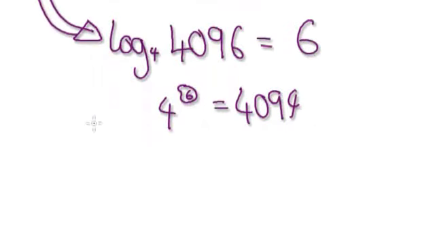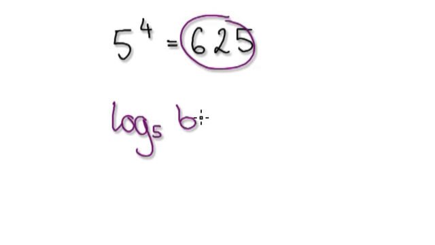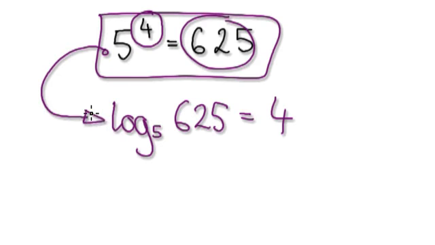Okay, next one here. Translate this. Press pause and have a go. First thing to do, identify the base. It's all about the base. So here it would be, hang on, let me think, log base 5 of the answer here, which would be 6, equals the index here, which is 4. So from here, when you translate it, it should look like this.